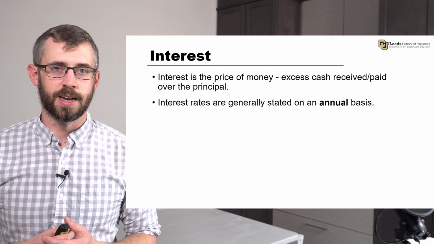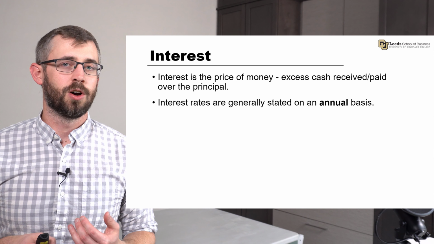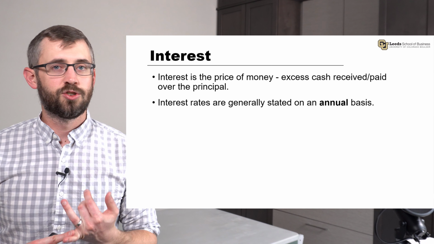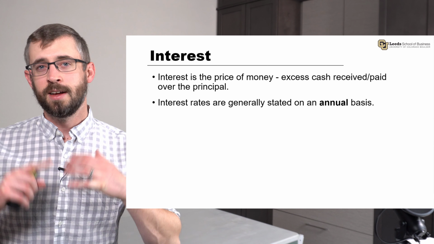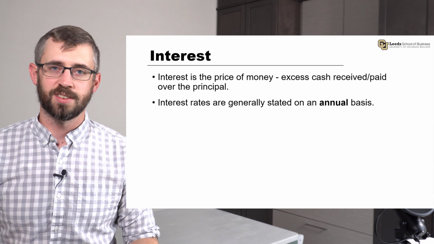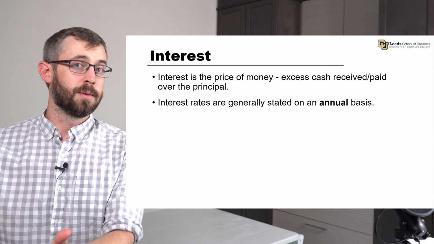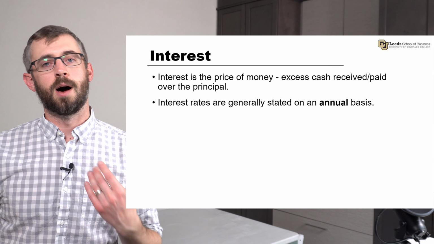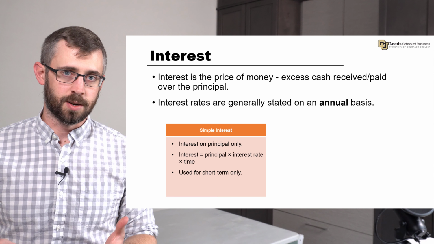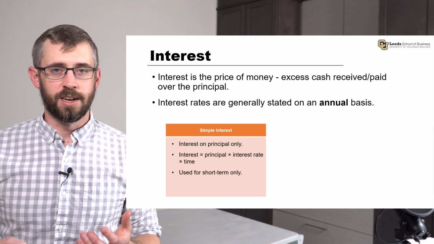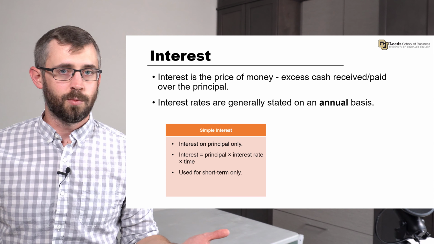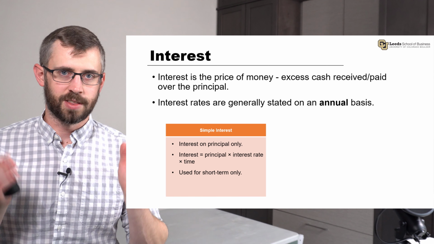So let's cover some of this terminology here. Interest, as you know, is basically the price of money, right? If you want to borrow money, interest is the cost of that borrowing. Usually we state our interest rates on an annual basis. So it's some percent of the amount that you borrowed or the amount that you lent to somebody else. That is the cost of that money. And if it is a short-term loan, we use simple interest, where we just take the principal balance and multiply it by the interest rate, and we get an interest expense or an interest revenue. So that's our simple interest.